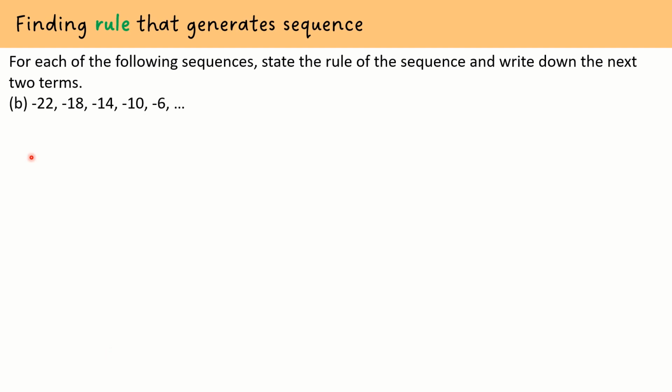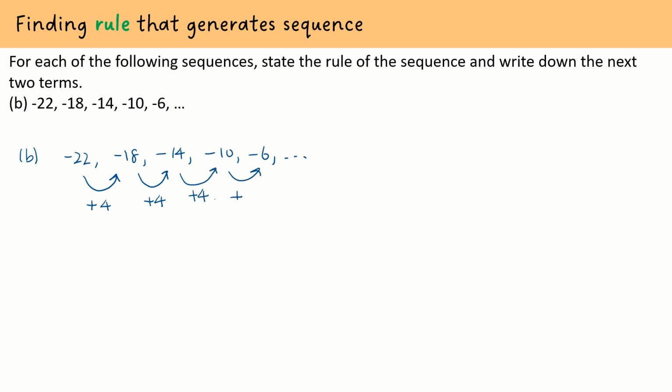In another example, we have the sequence negative 22, negative 18, negative 14, negative 10, and negative 6. Looking at this number sequence, what do you think is the pattern going on? Be very careful because in this case, we have negative numbers. So I hope you're able to see that from negative 22 to negative 18, we are actually adding 4 from one term to the other. So the rule in this particular case is that we start with negative 22 and then we add 4 to get the next term.